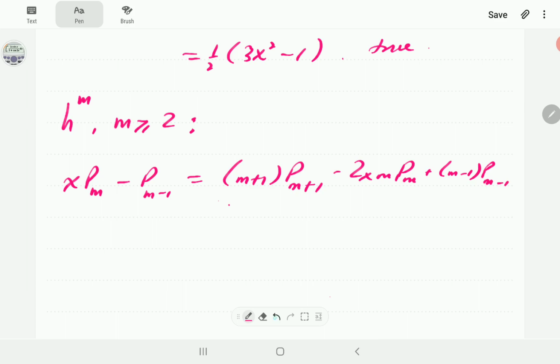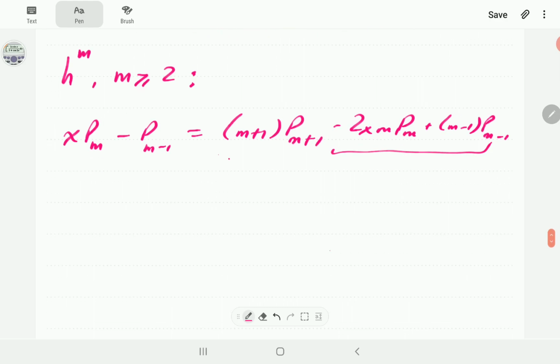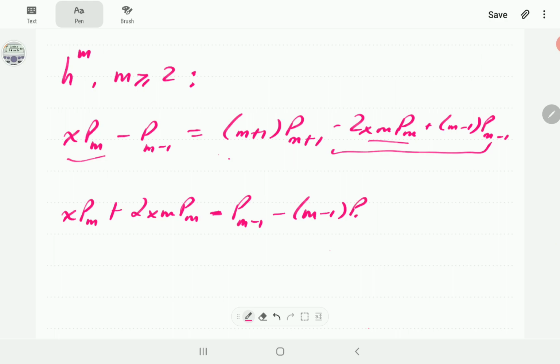So then what I'm going to do is take these terms here to the left hand side. When we do that, we're going to have x p_m, which is this term here, plus 2x m p_m, which is this term here, then minus p_{m-1} minus (m-1) p_{m-1}. Then we're going to have (m+1) p_{m+1}, which is this term here.